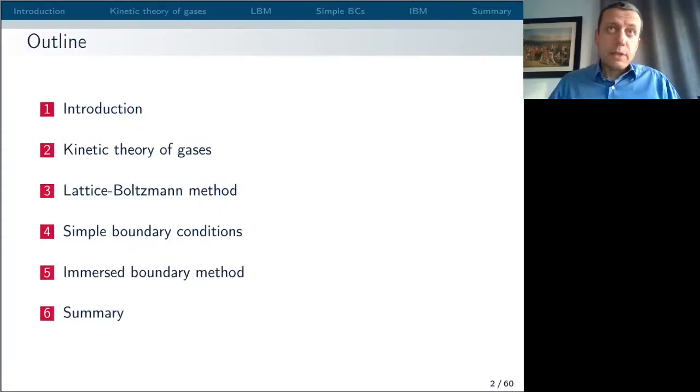And that is the outline of my presentation. First I will give you a short introduction. After that, a bit of background, what is the kinetic theory of gases. Then one section about the Lattice Boltzmann method itself. After that, a bit about simple boundary conditions you can use in Lattice Boltzmann. I have one section about the immersed boundary method, which itself is not related to the Lattice Boltzmann method, but it can be coupled to the Lattice Boltzmann method, and after that a summary.